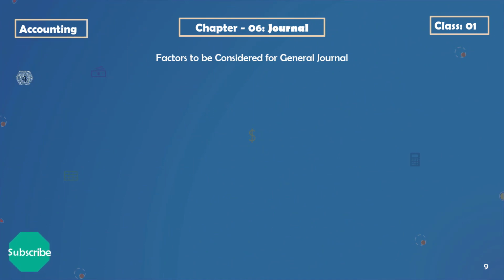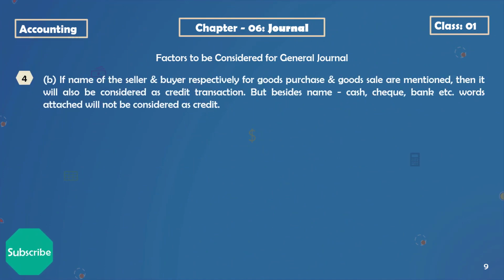So factor number 4b: if the names of the seller and buyer respectively for goods purchase and goods sale are mentioned, then it will also be considered as a credit transaction. So when in a transaction the seller and buyer's name are mentioned, you have to consider that transaction as a credit transaction. Mentioning the name of the buyer or the seller will direct you to consider it a credit transaction.